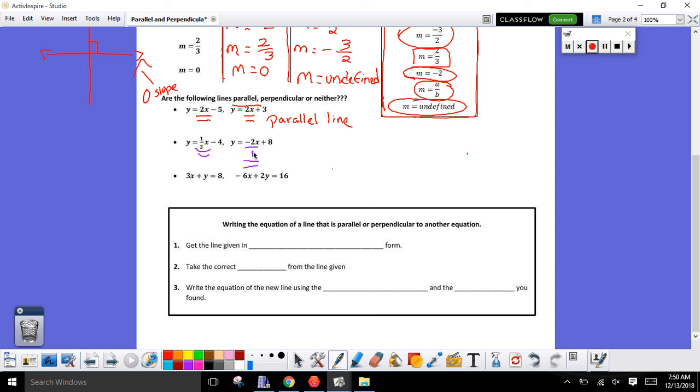I know for perpendicular they must be opposite signs, so that's true. The first equation is positive, the second one is negative. Now I need to check to see if the numbers switch, if they're reciprocals. So the 1 came down, the 2 went to the top, so I'm going to say these are perpendicular lines.